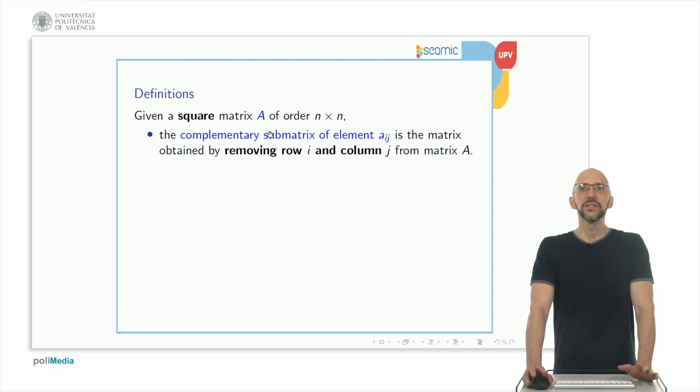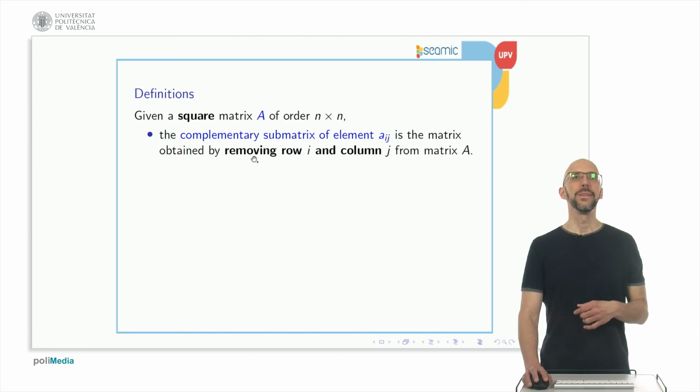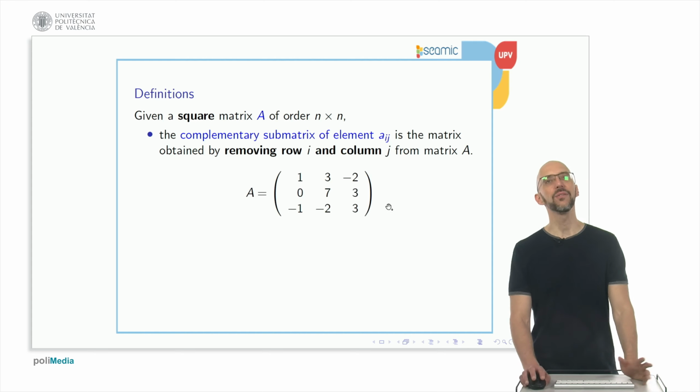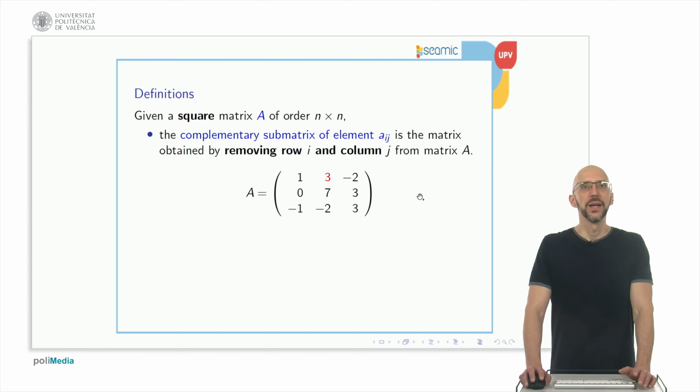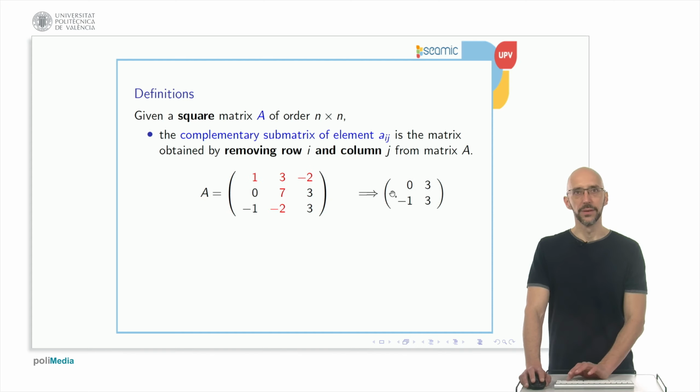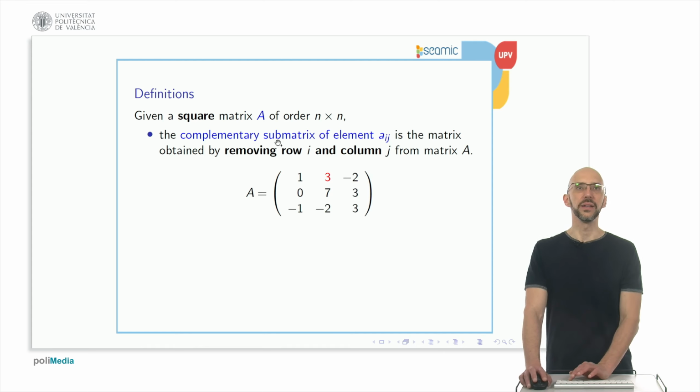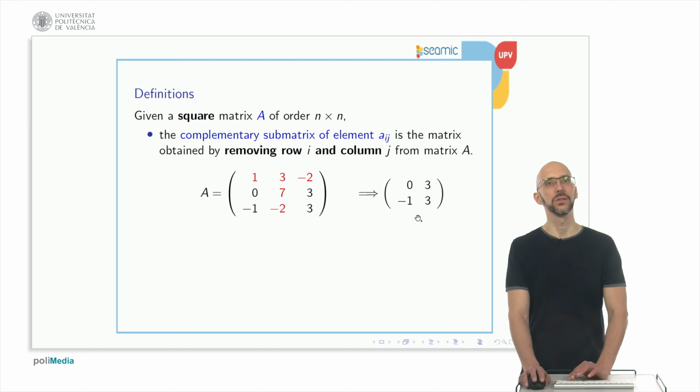Given a square matrix, remember that means the same number of rows and columns, the complementary submatrix of element a i j is the matrix obtained by removing the i row and the j column from the matrix. Okay, for example, let me show you. This one. I'm going to calculate the complementary submatrix of the element that is in red. So what I'm going to do is to eliminate the row and this column, and we will obtain a matrix that is 0, 3, negative 1, 3. Let me show you.